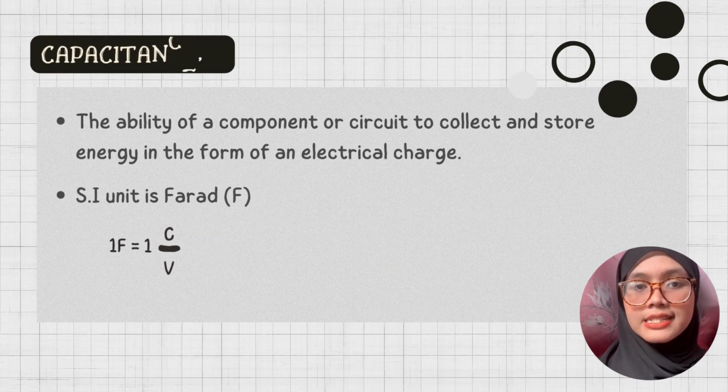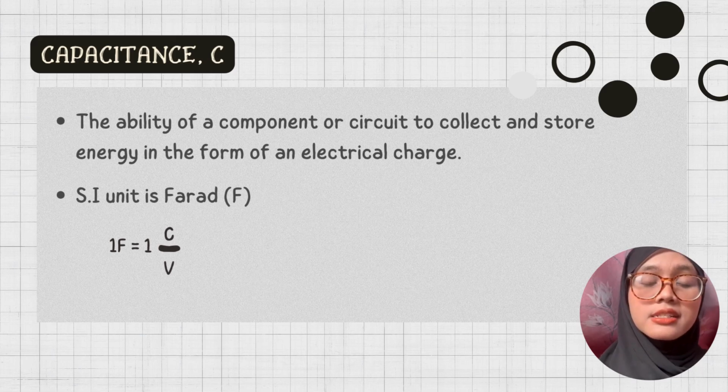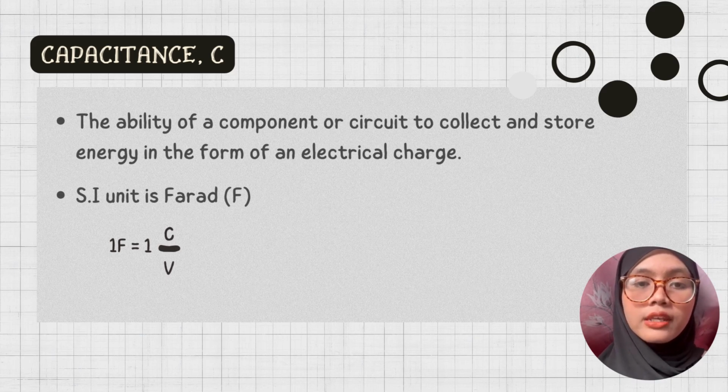Capacitance, C, can be defined as the ability of a component or circuit to collect and store energy in the form of an electric charge. The SI unit of capacitance is the farad, F. 1 farad equals 1 coulomb per volt.